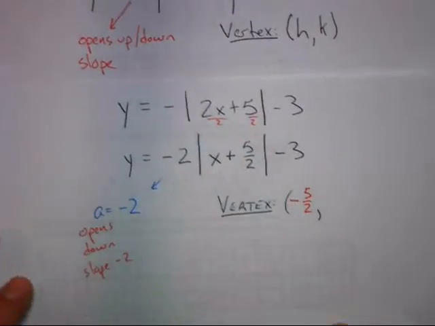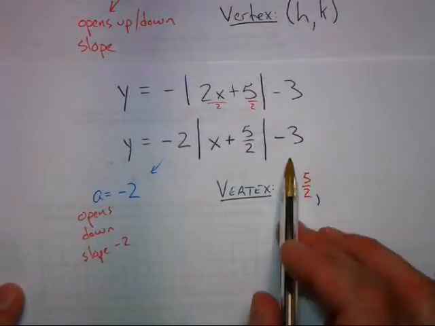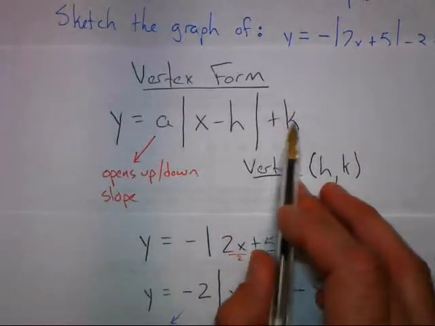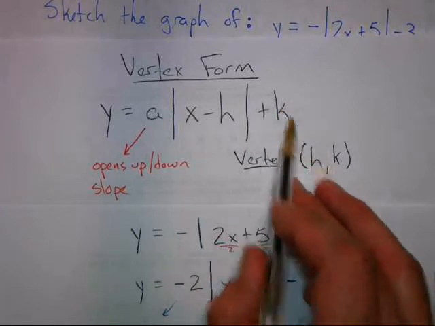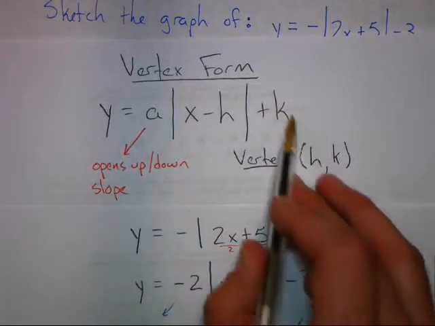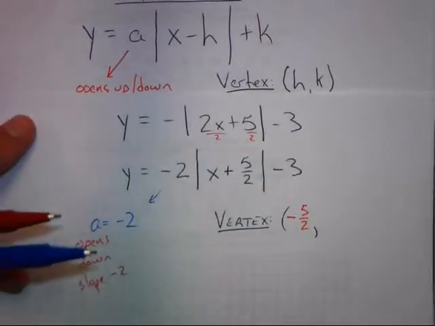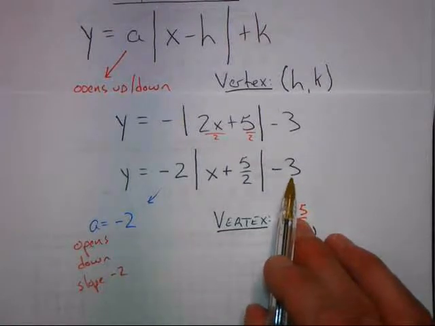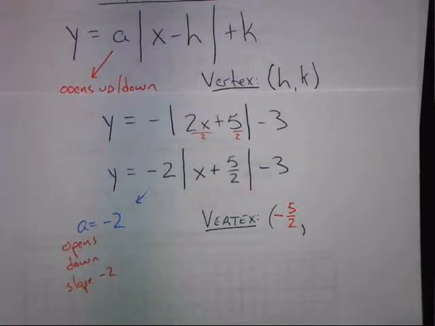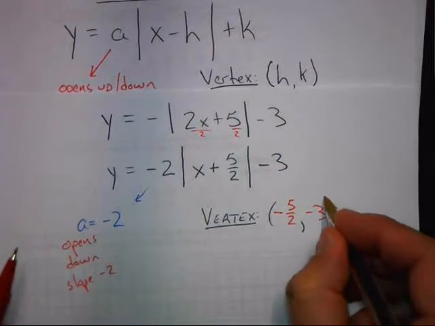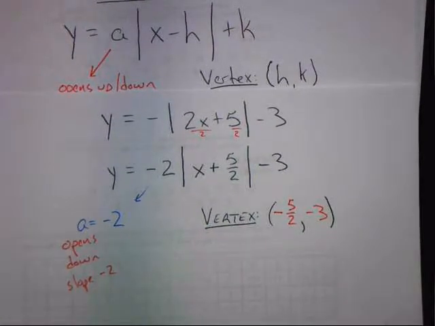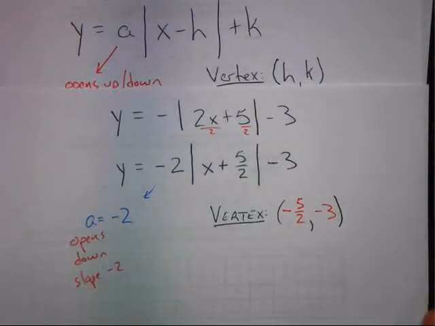So if you look at our vertex form of the equation, vertex form tells us when we have plus k, the y-coordinate of the vertex is k. In our example, we have the -3, so the y-coordinate of the vertex is -3. So it gets a little tricky. Some people use a shortcut. H is opposite, k is not. If you want to use that as well, that's fine.